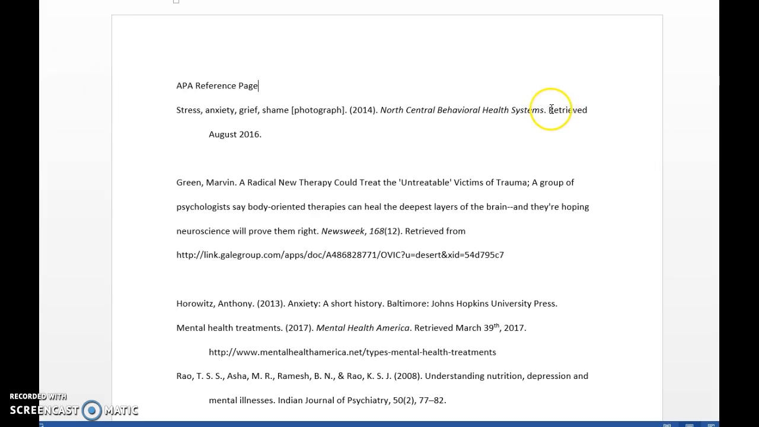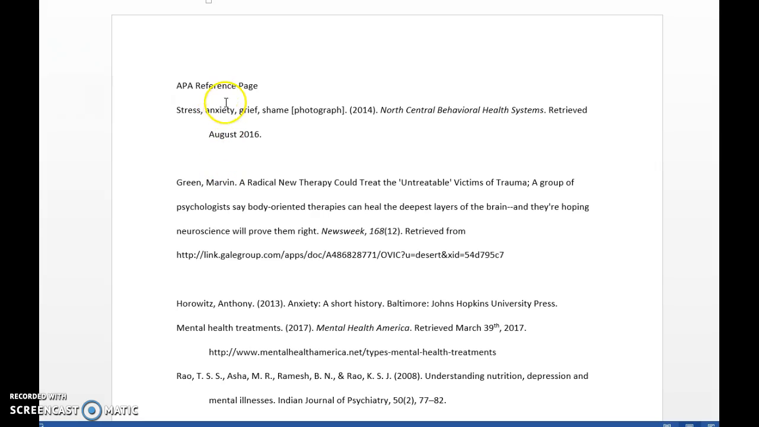Most of you caught that the retrieval date is incorrect. APA doesn't do an actual date here. They just say retrieved from, and they put the web address. Most of you caught that there's too much space between a couple of these entries. And then most of you also caught that the lines of this second entry need to be indented. The others are indented correctly.